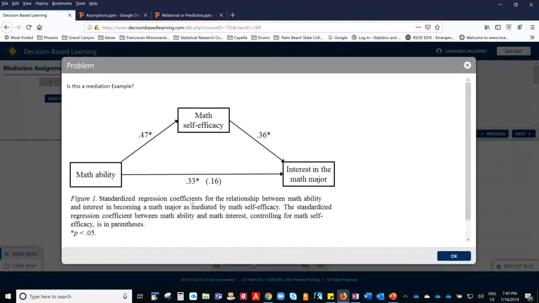Is this a mediation example? You see that between math ability and math self-efficacy, you have a coefficient of 0.47 and it is significant. Between math self-efficacy and interest in the math major, you have a 0.36 coefficient, significant. And then between math ability and interest in the math major, it is also significant. The asterisk means significant at the 0.05 level. Is this a mediation example, yes or no?